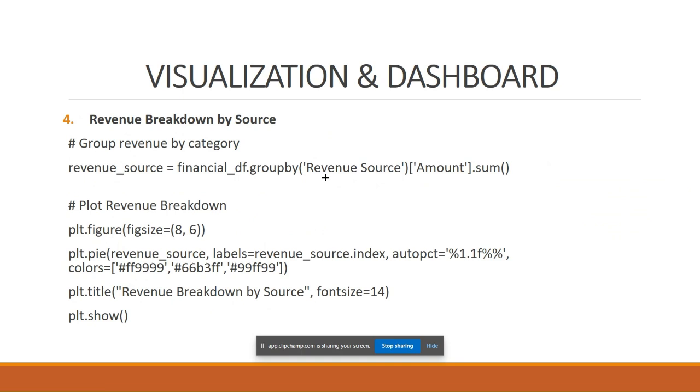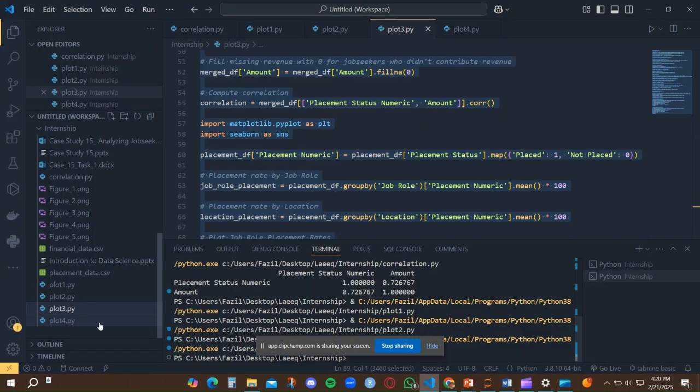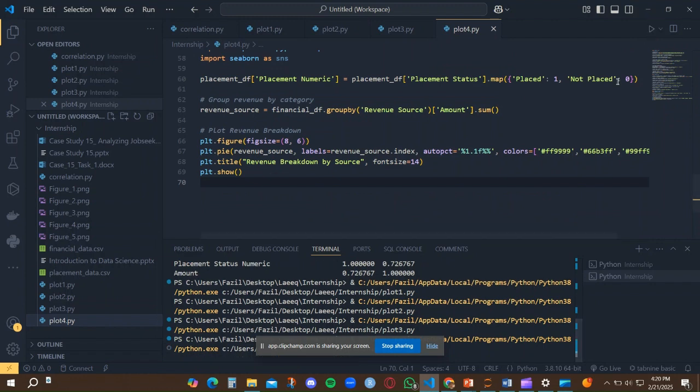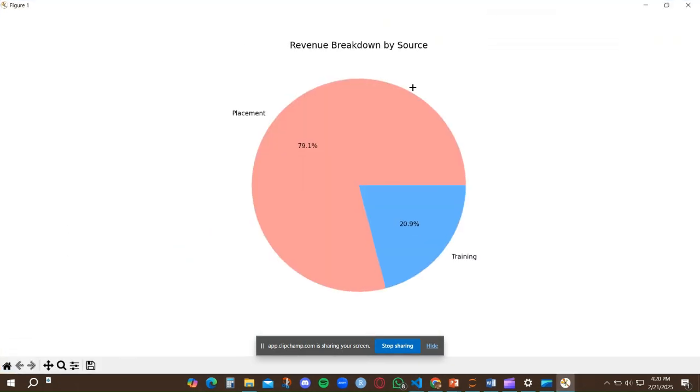Then last for visualization we have done is a revenue breakdown by the source. So in the financial data set, it was given between the training programs as well as the placement and the employer contracts. And using this, we'll be able to see the revenue source and the amount in a pie chart form to see where the revenues are highest and where the revenues are lowest. So upon running it, we see a pie chart where the placement shows 79.1% and the training shows 20.9%, which means the revenue source for GTS would be higher for the placement and training is very less compared to placement.